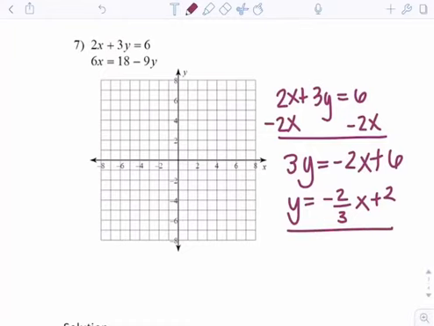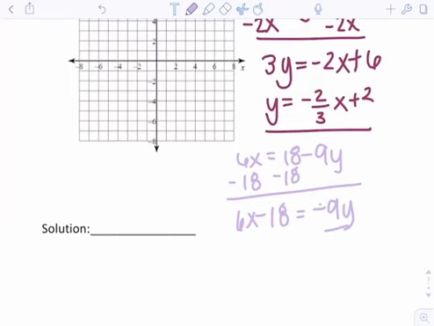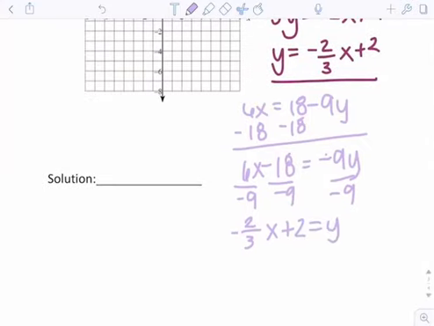So here's my first line. I'm going to do the same thing with the second line in light purple. Let me do that over here. I'm going to bring over the 18 instead of bringing over the x. Divide everything by negative 9. So I get, sorry, that's 2/3. Negative 2/3 x plus 2 equals y. Okay, if you wanted to, you could also put the y on the other side. It says the same thing.